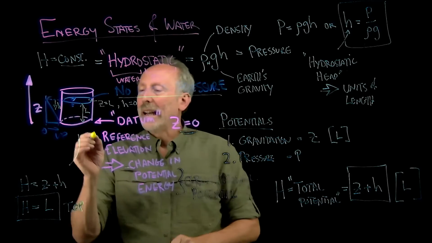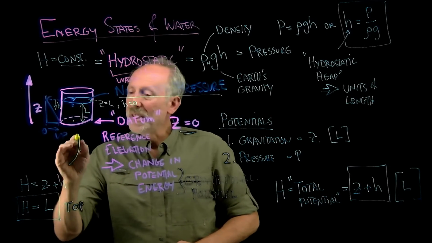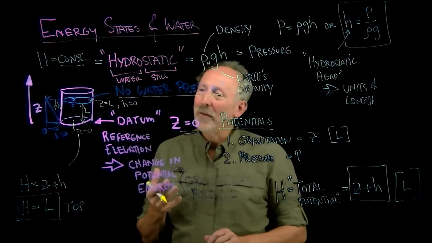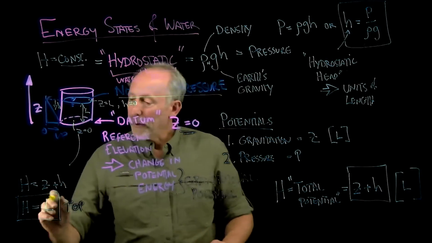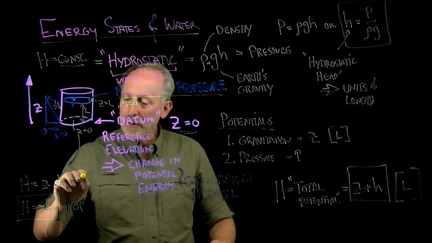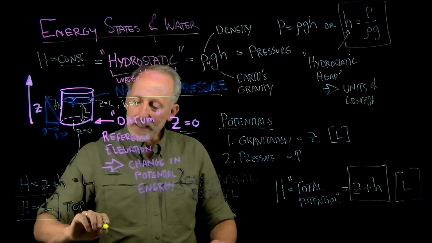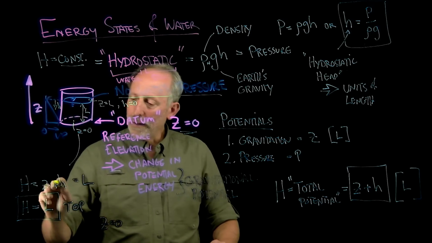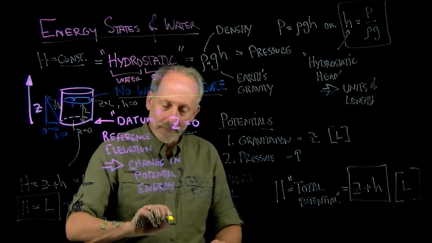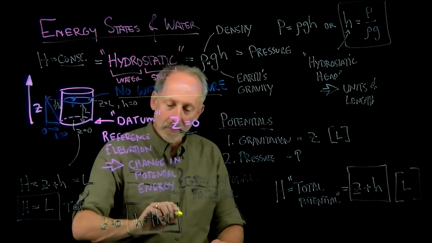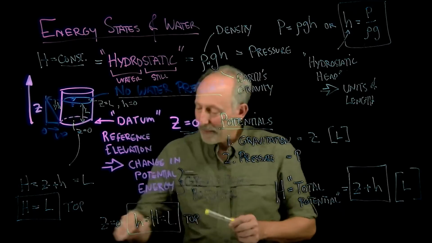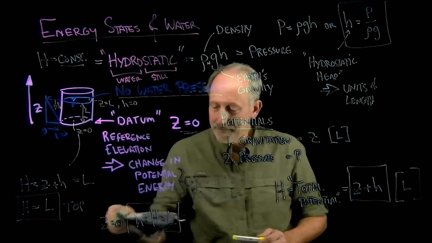Meaning at the bottom, where Z equals 0, what is the value of little h here? Well, if H is equal to Z plus little h, and that's equal to L, then if Z equals 0, then little h equals big H equals L at the bottom.